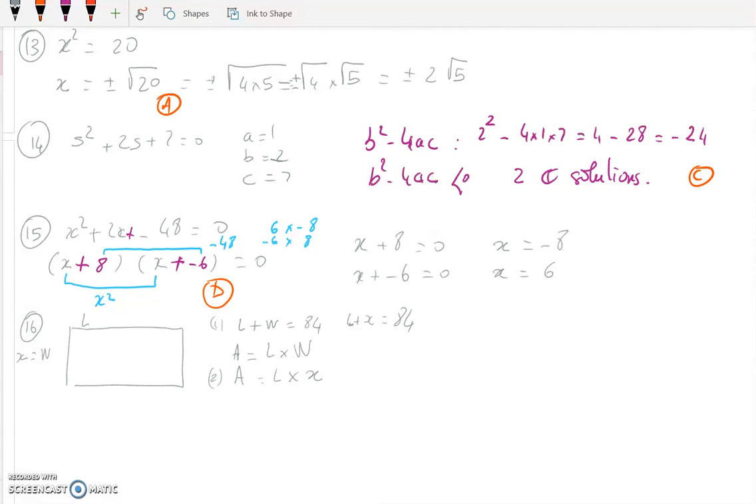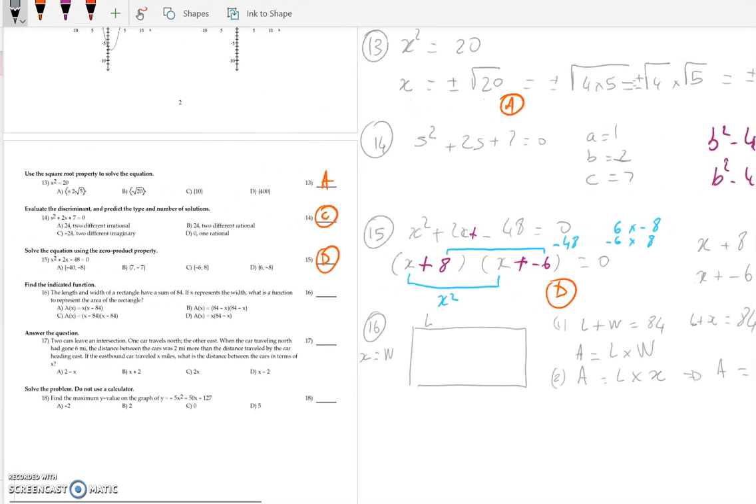Now, if I want to express the area, I'm going to have to express L from equation number one: L equals 84 minus X. So the area in expression number two is going to be equal to 84 minus X times X. And so for question number 16, the answer was D.